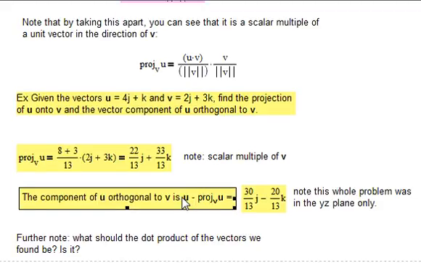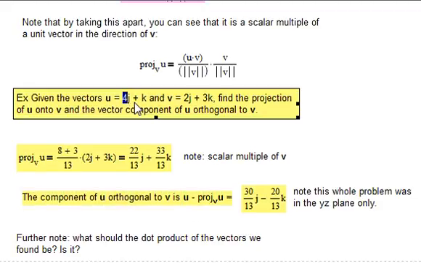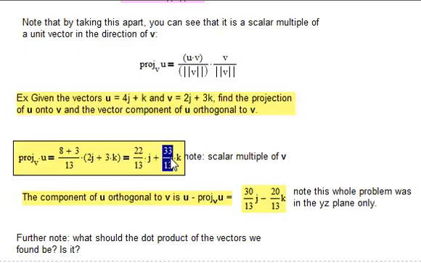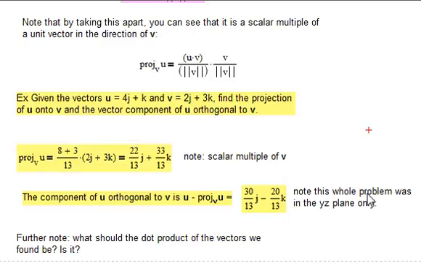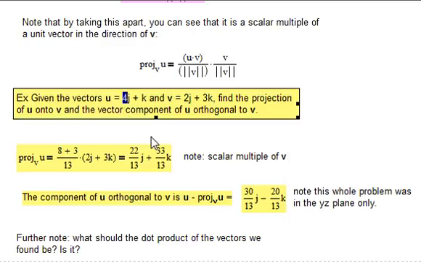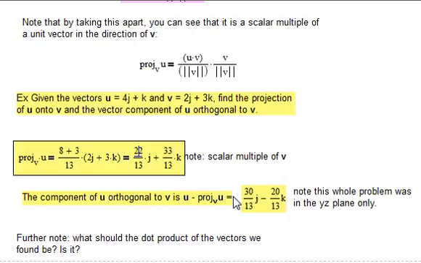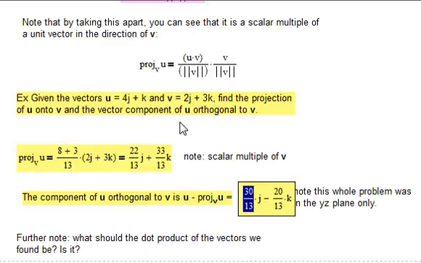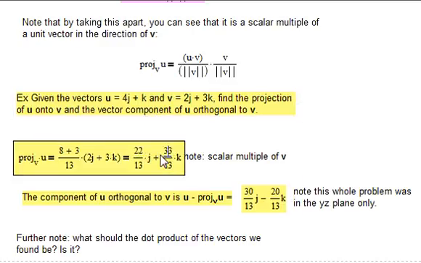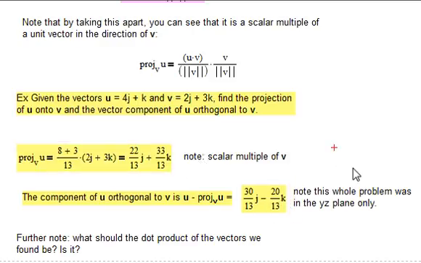So it's this vector u, recall u is 4j plus k, minus this vector, 22/13 j plus 33/13 k. Looks like I'm going to have to do a little work with fractions here. I guess 4 is 52/13, so 52/13 minus 22/13 would be 30/13 j, and 13/13 minus 33/13 is minus 20/13 k. So there is the vector component of u orthogonal to v.